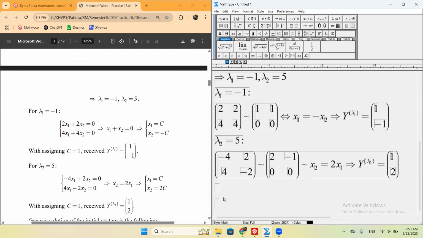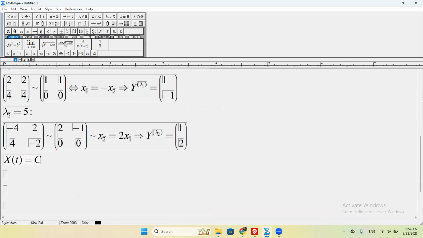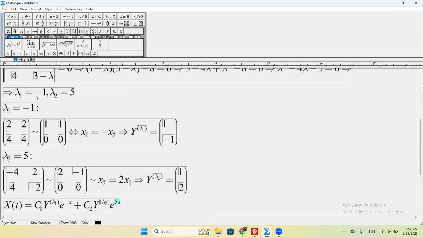Then how to write down the solution of the system? So it will be the following. Let us write it down like a vector function. So it will be written in the following way. C1 by the eigenvector that corresponds to lambda 1 by e in power of minus x plus analogically C2 multiplied by the eigenvector 2 and e in power of 5x. Where we take minus 1 and 5 from this characteristic equation.